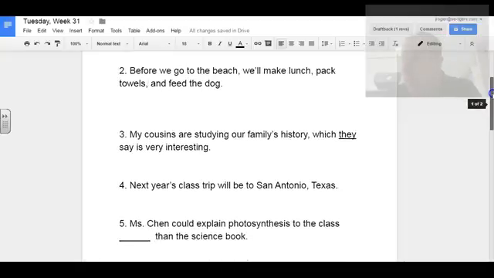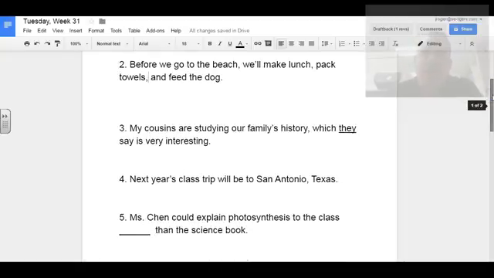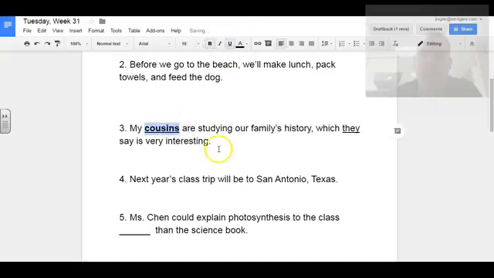Now, number 3, they are asking for the antecedent. My cousins are studying our family's history, which they say is very interesting. So our underlined pronoun right here is they, and the antecedent is whatever the pronoun represents. So whom does they represent? Well, they say is very interesting. So who is saying it's very interesting? My cousins are studying our family's history. The cousins are the ones that say it's very interesting, because your pronouns always have to have an antecedent to go with them in a sentence, at least the personal pronouns do. That way they make more sense.